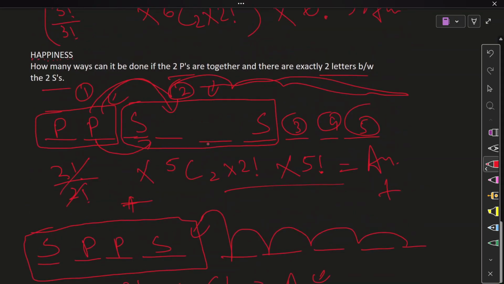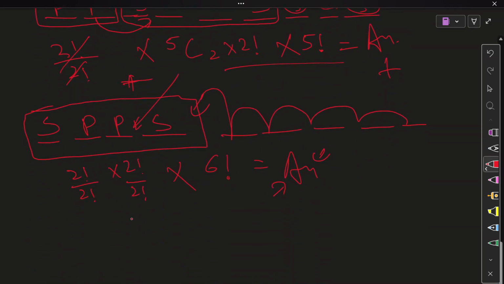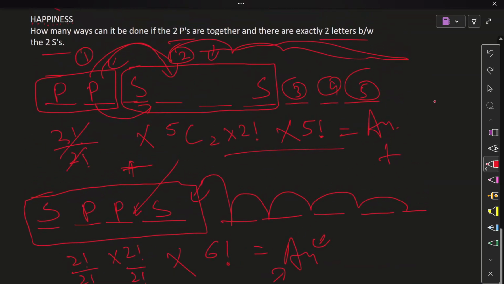So this is a very rare question. It was only tested once and it was on a very simple basis. What if it was like this, for example, if there were three letters between the S's? Then you would have to consider something like this as well, right? And that would have been difficult. So yeah, the examiner will go light on you, don't worry.